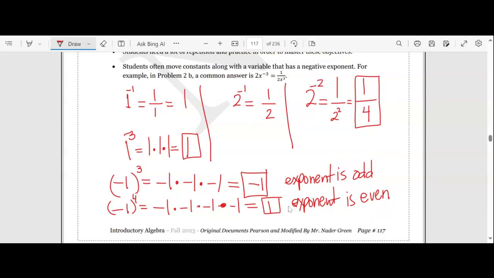Okay, another example. If I have 9 to the power of -3, what will be the answer? 1 over what? 9 to the power of 3. How much is 9 to the power of 3? 1 over 729. Those are some basic rules that you need to know.